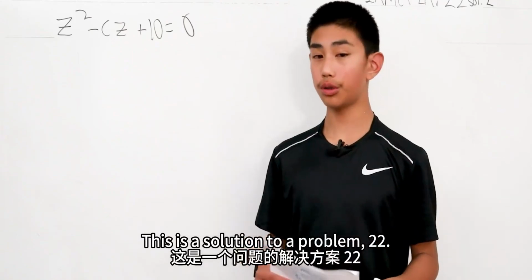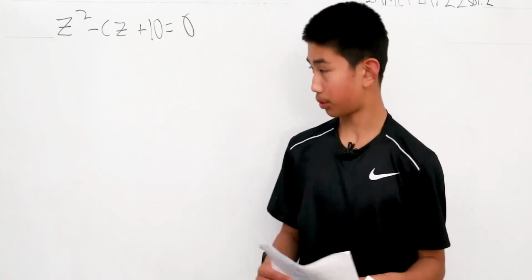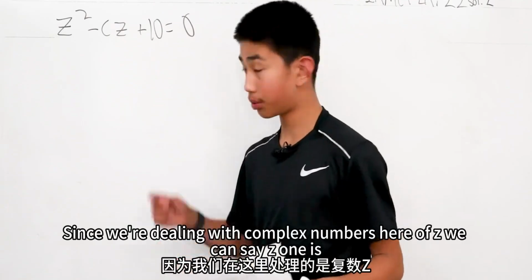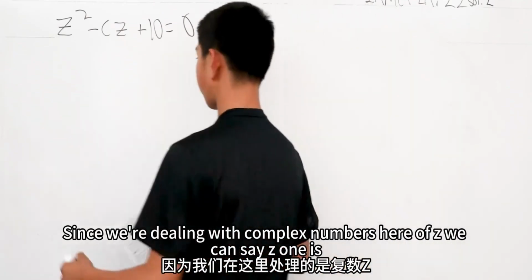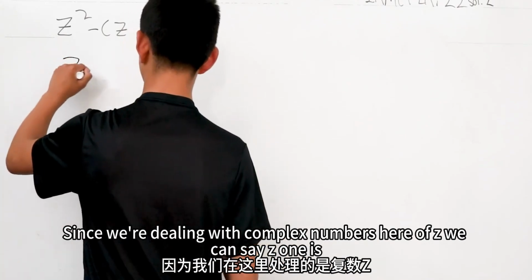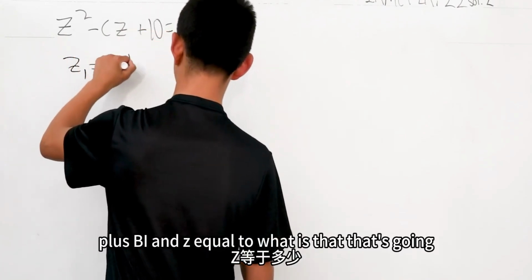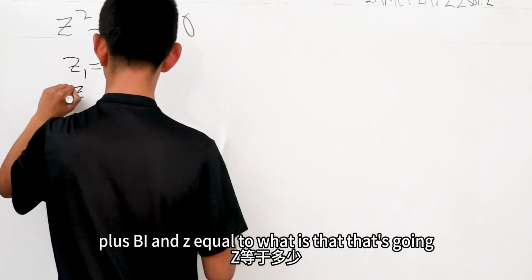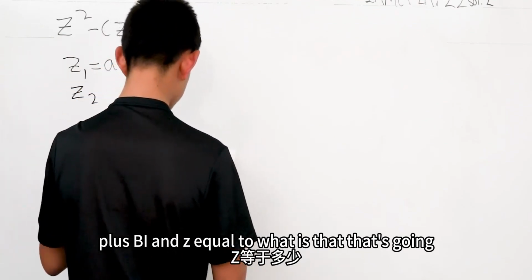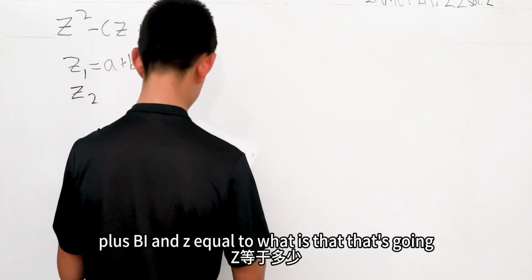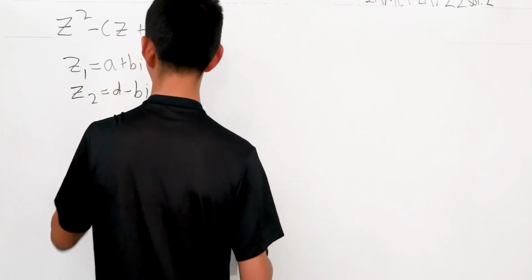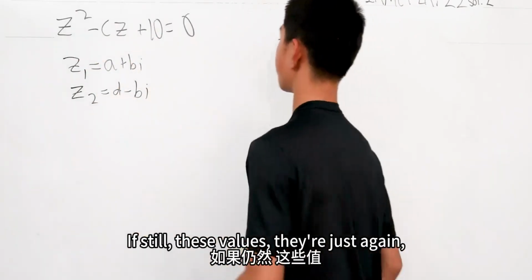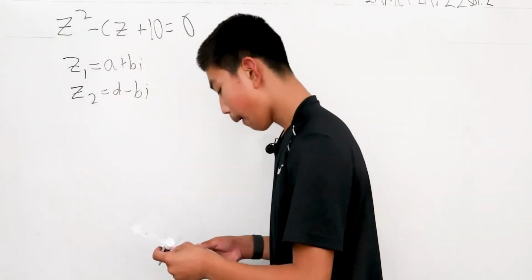This is solution 2 of problem 22. Well, since we're dealing with complex numbers here of z, we can say z1 is equal to a plus bi, and z2 is equal to, what is that? That's going to be a minus bi. It's still these values, they're just flipped around.